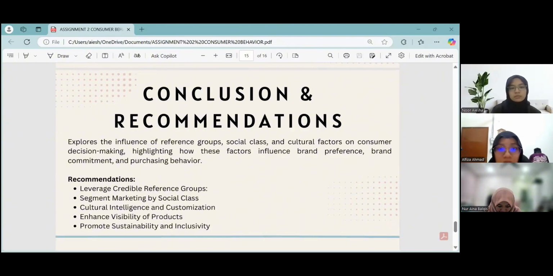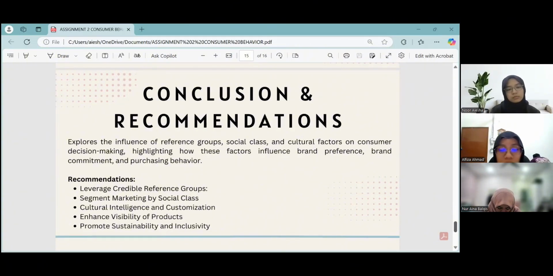For recommendation, I have listed down 5 recommendations. Firstly is leverage credible reference groups, so marketers can enhance brand credibility and consumer engagement by collaborating with credible influencers and celebrities. Second is segment marketing by social class, focusing on luxury for upper class consumers and affordability for lower income groups.